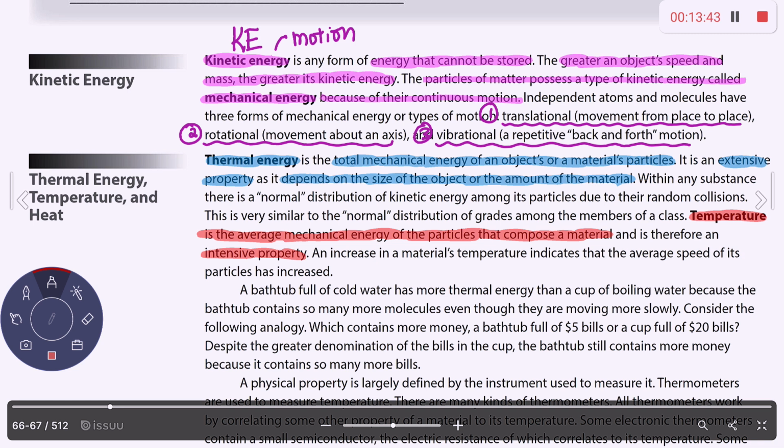If I have a bathtub full of cold water, or I have a cup of boiling water, wouldn't there be more particles in a bathtub full of water? So if I add up all the motion that the particles in the bathtub full of cold water have versus the motion that the water in a boiling cup has, then I would have more thermal energy in the bathtub because of all the particles than I would in the cup of boiling water.